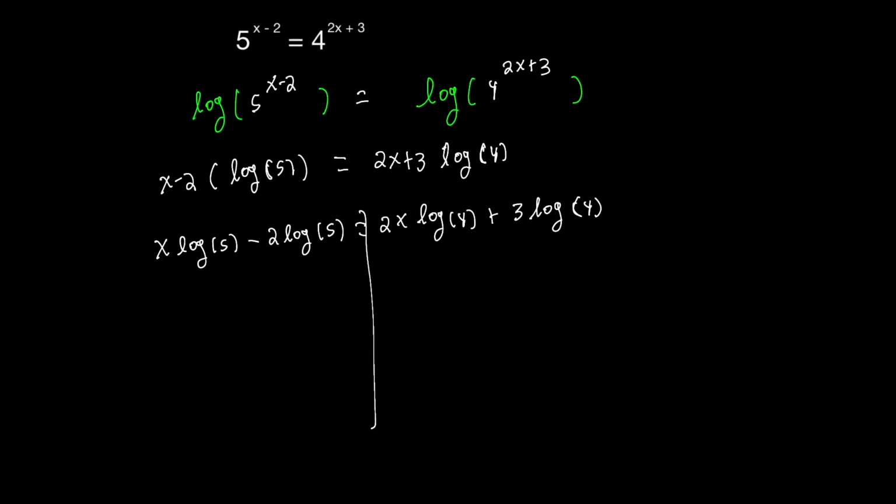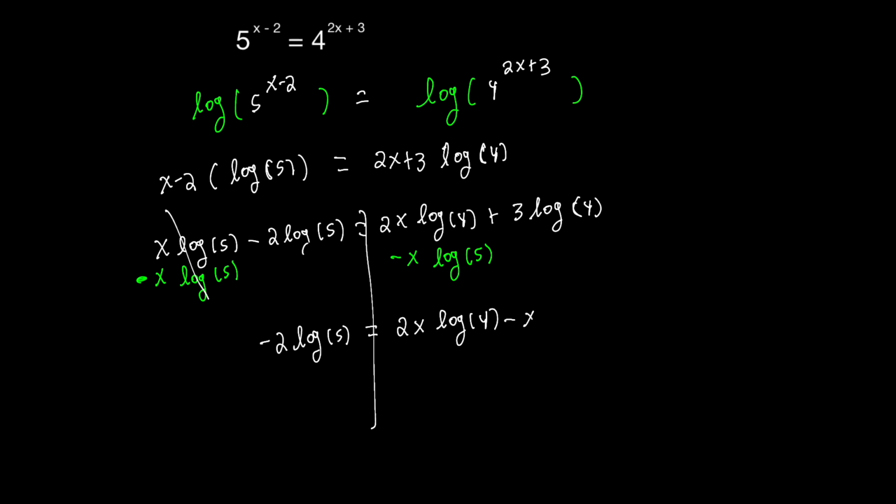I'm going to move all x's to one side. So beginning with the logarithms, I'm going to move the negative x log 5 to the right side. So now I get negative 2 log 5. It's going to equal 2x log 4 minus x log 5 plus 3 log 4.